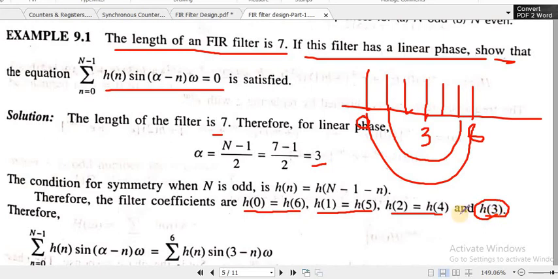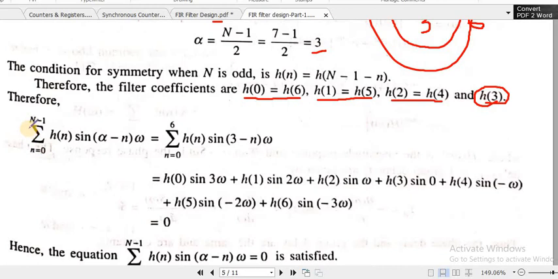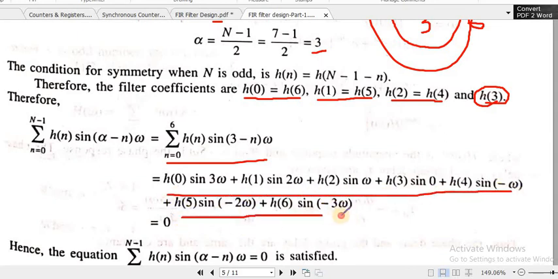Now in this equation, we have to prove that if the FIR filter has length 7, and if it is a linear phase, then this equation is 0. So simply what we will do, we'll put N equal to 6 here, and we will expand this summation. If we expand this summation, we will get this equation. This is very easy. Since we know alpha is equal to 3, this is the case.